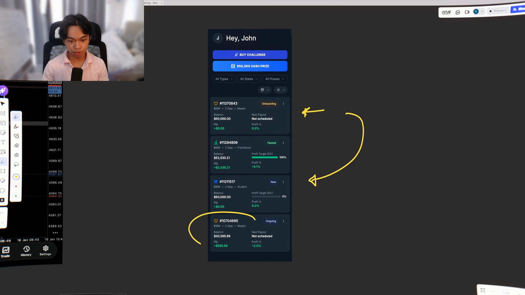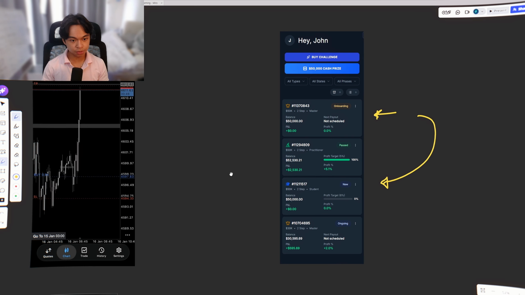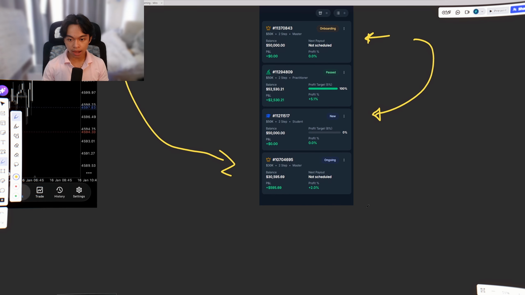But then the beautiful thing over here is that this specific trade that we did take right here allowed me to get out of drawdown. And now I'm up 2%, where I am technically eligible for a payout. If you guys don't believe me, let me just jump over here.